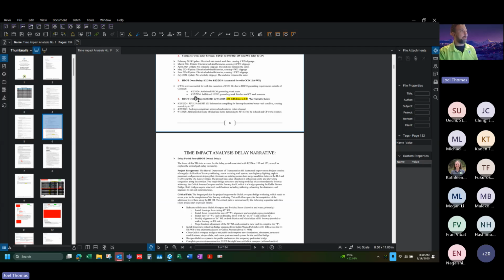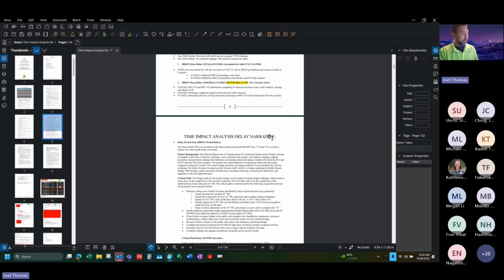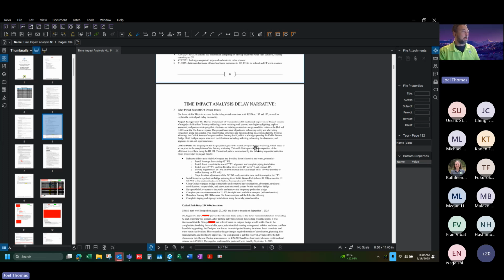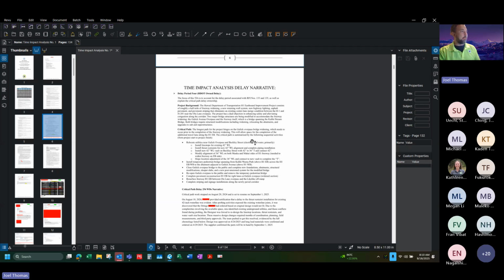I do need to go in and update some of this based on actuals now that we're in those actuals. And then this last part of the TIA is where I go into delay period 4 and how it ties into our critical path, through a narrative showing how we ended up getting to where we got.